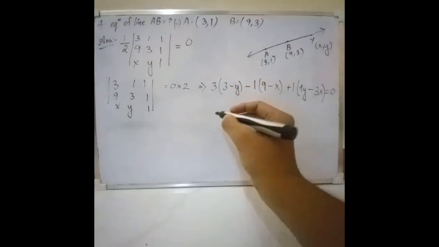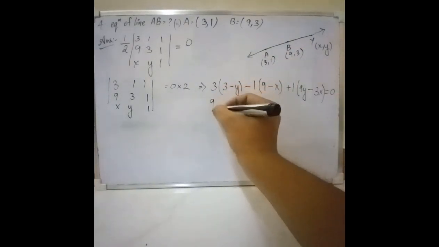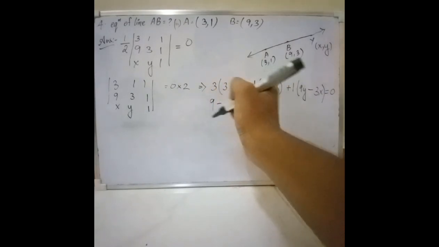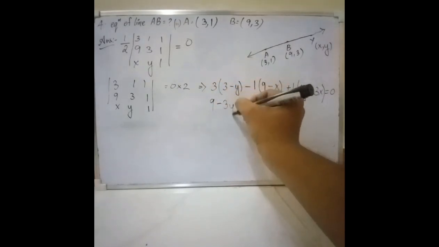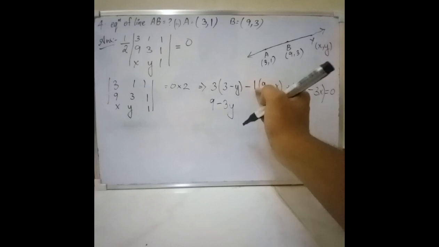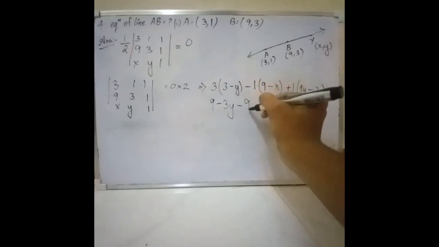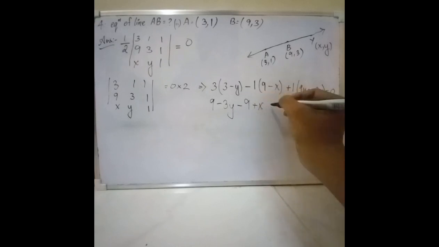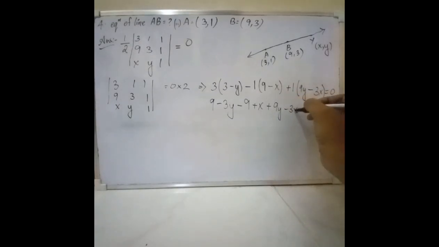So now 3 into 3 would be 9, and 3 into y would be 3y. We have a minus also. Then minus 1 into 9 would be minus 9. Then minus into minus x would be plus x. Then 1 into anything would be inside the bracket itself. Whatever is there inside the bracket, let's write it the same because it's multiplied by 1.